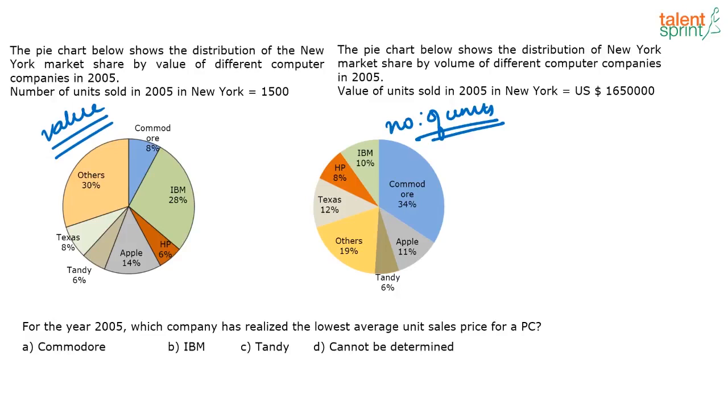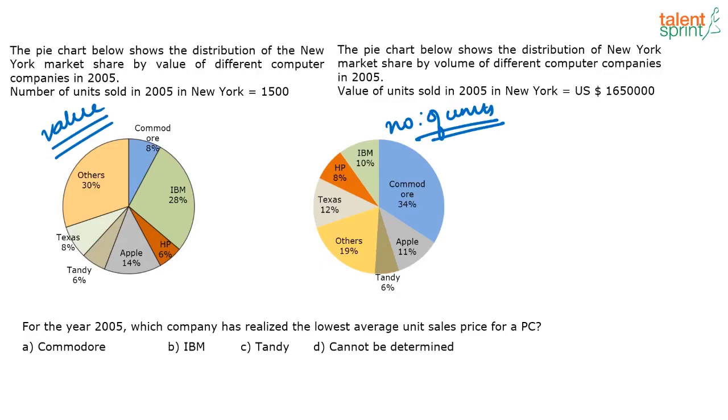See, this others group can also include a company which actually has a lower average unit sales price than the other companies whose names are given here. So you cannot say which is the company that has got the lowest average unit sales price for a PC. So you have to go with the answer as option D. It cannot be determined. So the correct answer here will be option D.